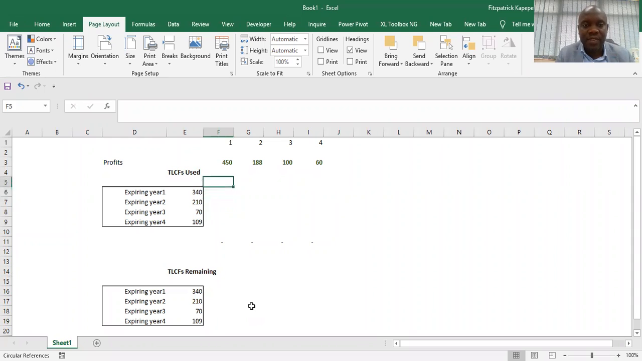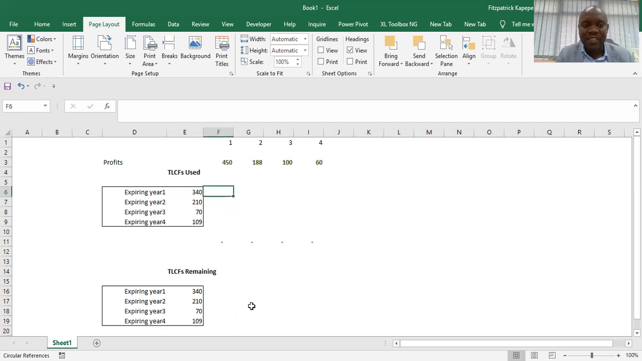Say these are your tax losses. You create two tables for the use and remaining. These are your profits. Before you compute tax, you need to make sure that the tax loss carried forwards have been used, and that is the only way you can minimize the obligation to the Inland Revenue Authority.